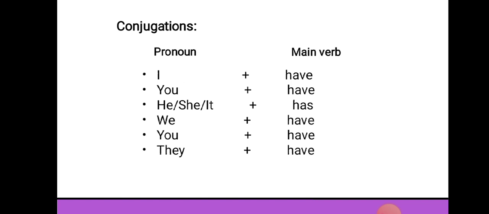Regular verbs are formed by adding the -ed to the base verb.